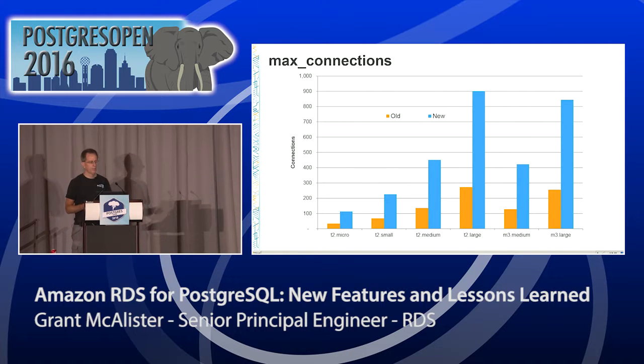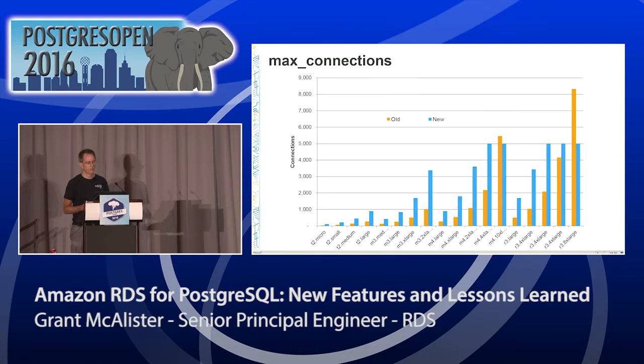And you can see the old is yellow and the new is blue. So on the T2 micro, we used to start with, I think, some number like 16 or something. And people were really confused because they said, can I only have 16 connections on a T2 micro? We're like, no, you can have more. So now we set it to a much more reasonable, slightly above 100. And you can see how it increases with the size of the instance.